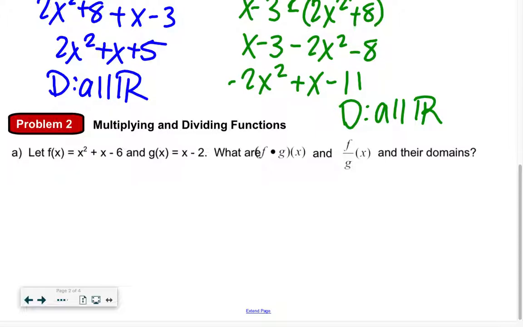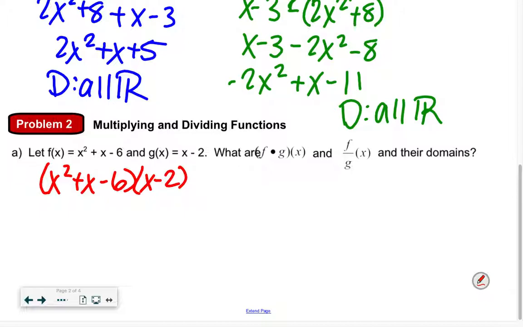Multiplying. We got f times g. What do you think I'm going to put first? F. So I'm going to have x squared plus x minus 6 times my g, which is x minus 2. I need to make sure everything is multiplied. So we gotta like super foil.